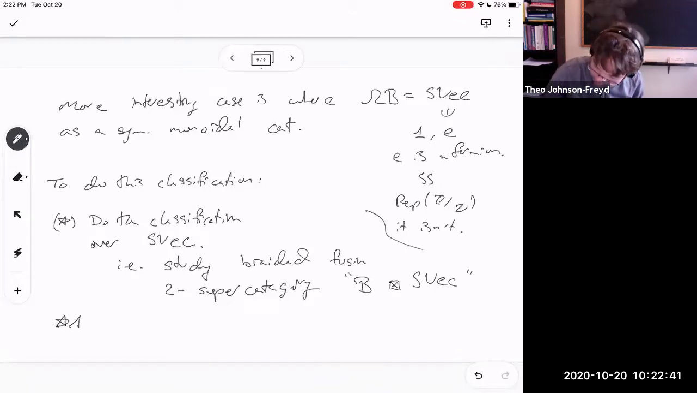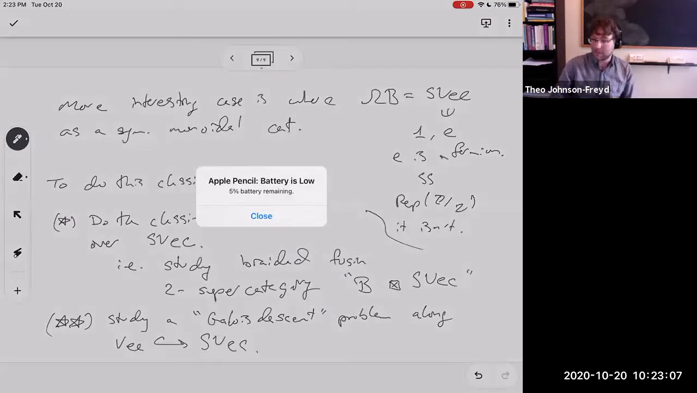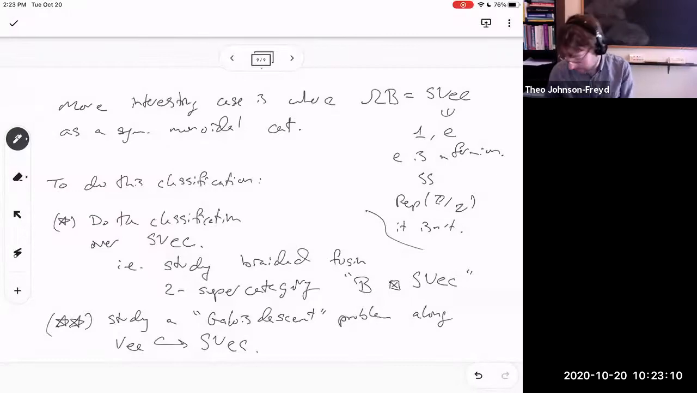And then the second step is to study the Galois descent problem along the inclusion of VEC into SuperVEC. This is like if you had wanted to classify real semi-simple Lie algebras, you might classify complex semi-simple Lie algebras and then ask for real forms. Ask for complex anti-linear automorphisms of order 2.